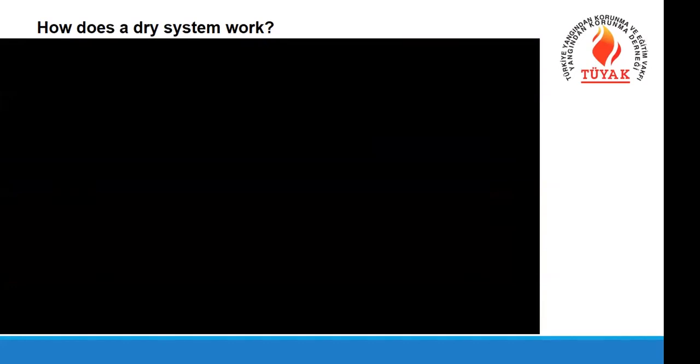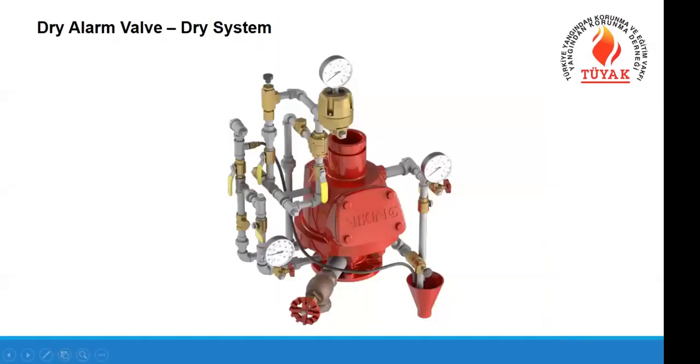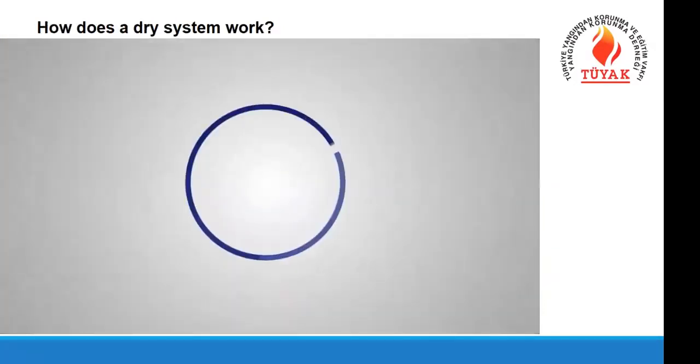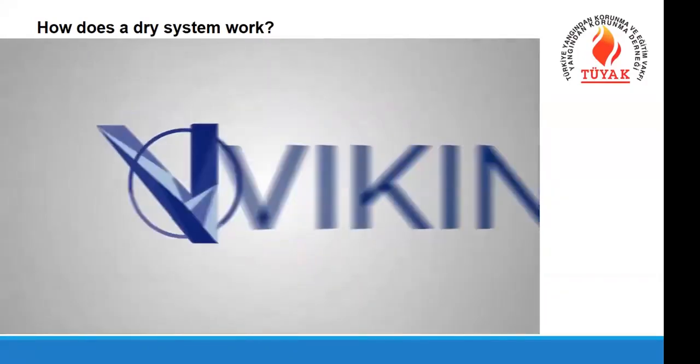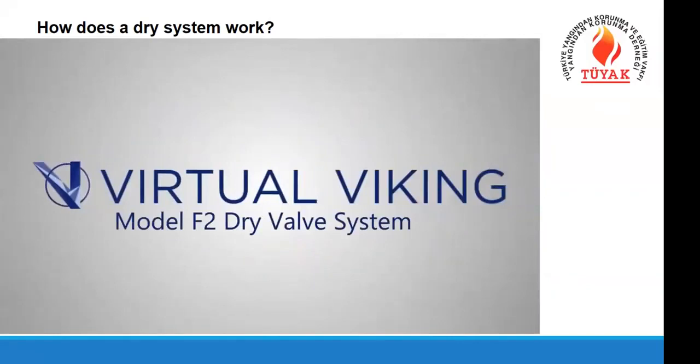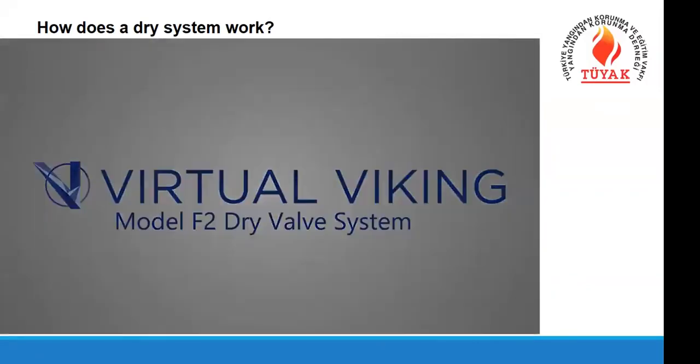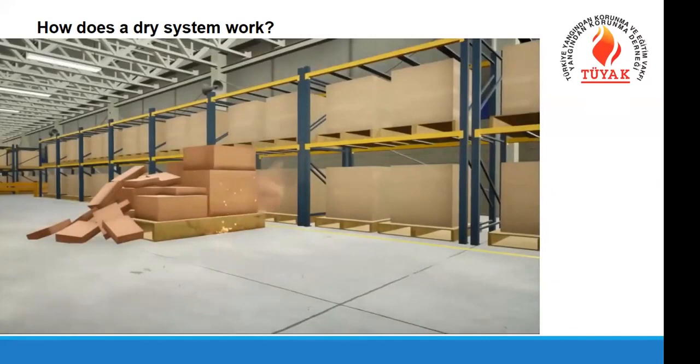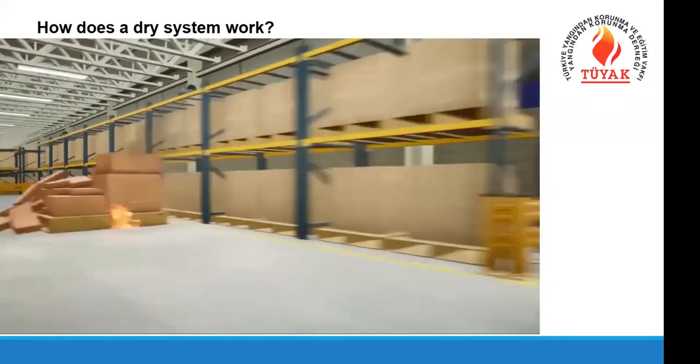So this system keeps the pressure of the sprinkler water inside the pipe with air pressure. The air pressure inside the pipe is keeping the valve closed. So we don't have any water inside the pipes in the room.